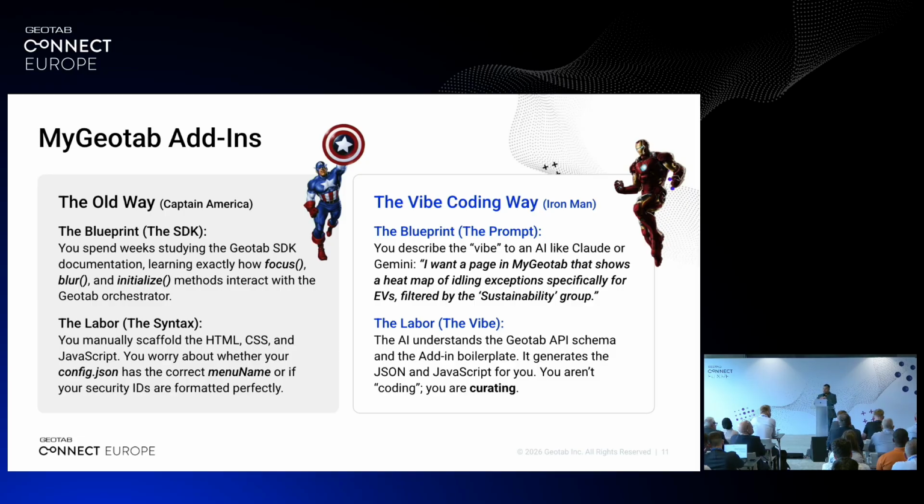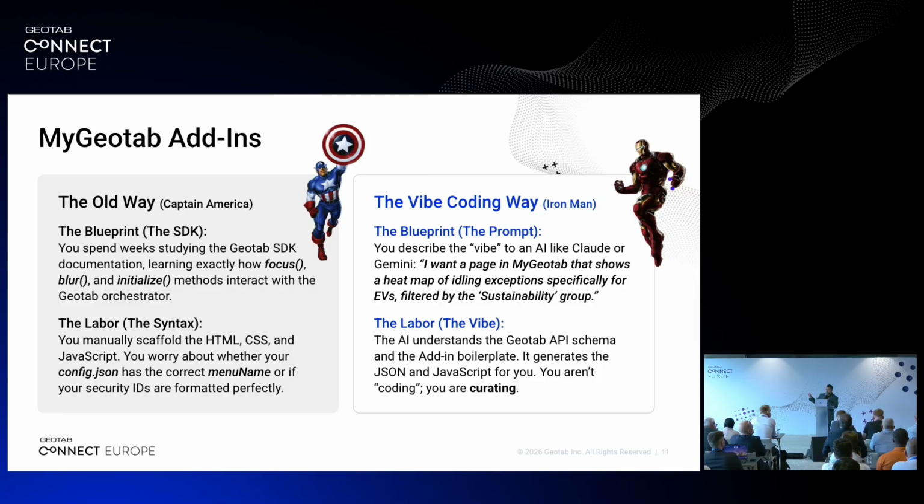And there is the old way and the vibe coding way. The old way is basically the Captain America way, right? They build the muscle, grinding, learn the method day by day. It's honorable, but it's slow. You have the blueprint, which is the SDK. You need to know how to use the SDK, and then you have the syntax. You need to know how to code, how to build the HTML, CSS, all that stuff.